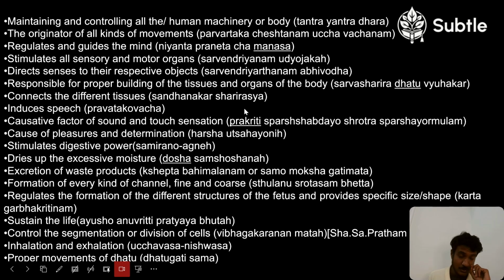In the embryological development, Vata plays a key role in the development of the fetus, according to Ayurveda. Karta Garbha Kritinam. It gives a shape to the embryo. Garbha is the embryo, Akriti is the shape. What they are talking about might be possibly the differentiation of the different organs happening in the embryo. It is also due to Vata. Okay. Ayusho anuvritti pratyaya bhutaha. Ayu is the life. It sustains the very life of the person. Okay.